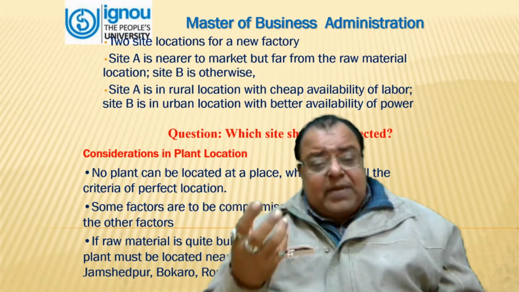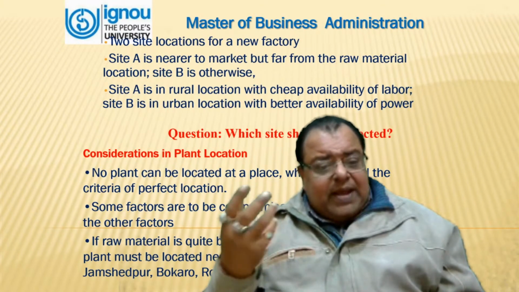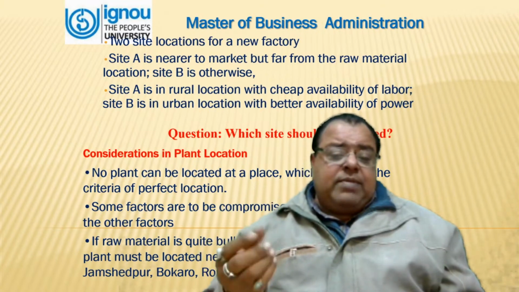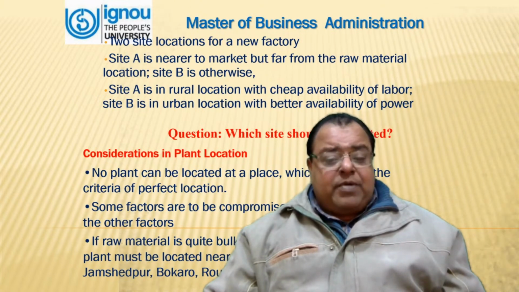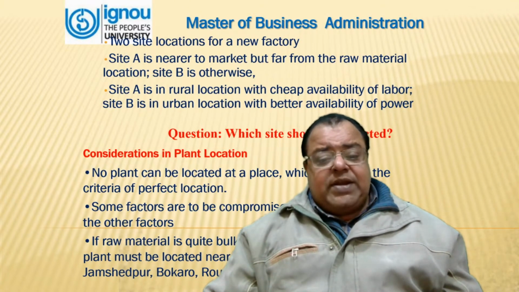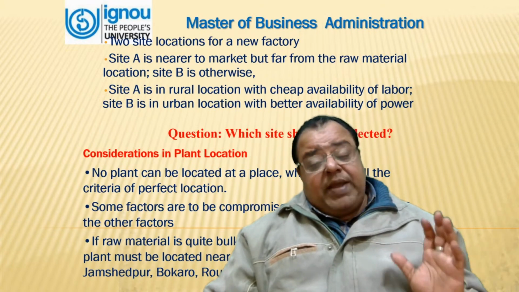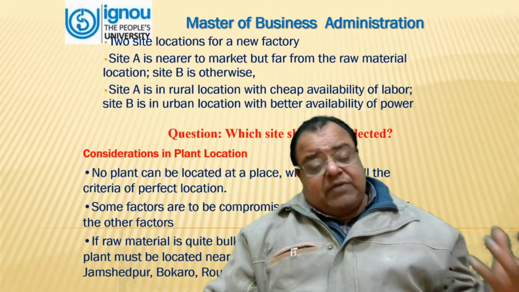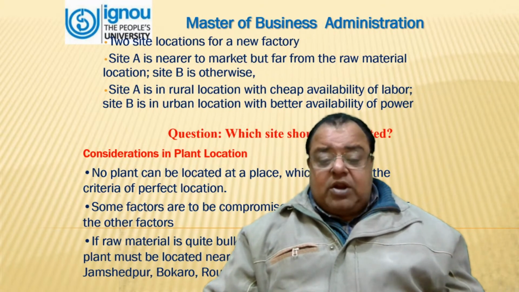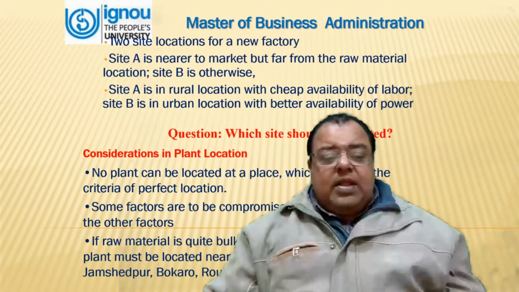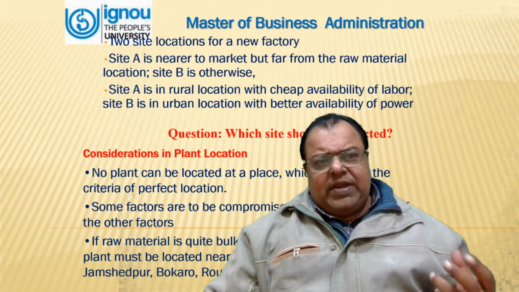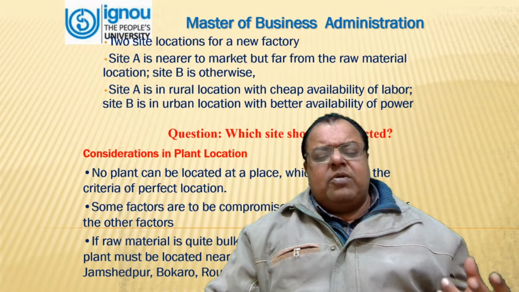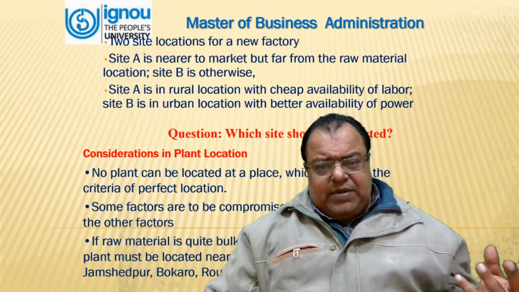For consideration in plant location, the following points have to be kept in mind. No plant can be located at a place which fulfills all the criteria of a perfect location. Some factors are to be compromised to take advantage of the other factors. If raw material is quite bulky and difficult to transport, the plant must be located near the raw material sources, like we can take the example of Jamshedpur, Bokaro, Rourkela, and TP.